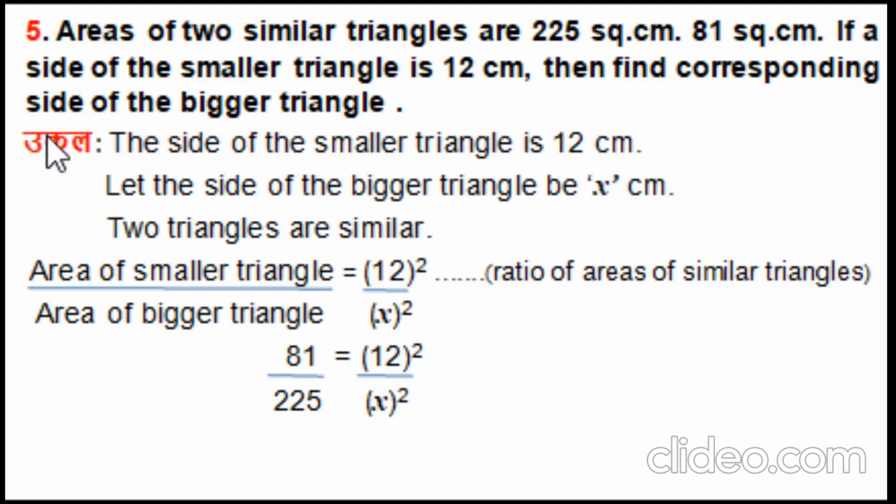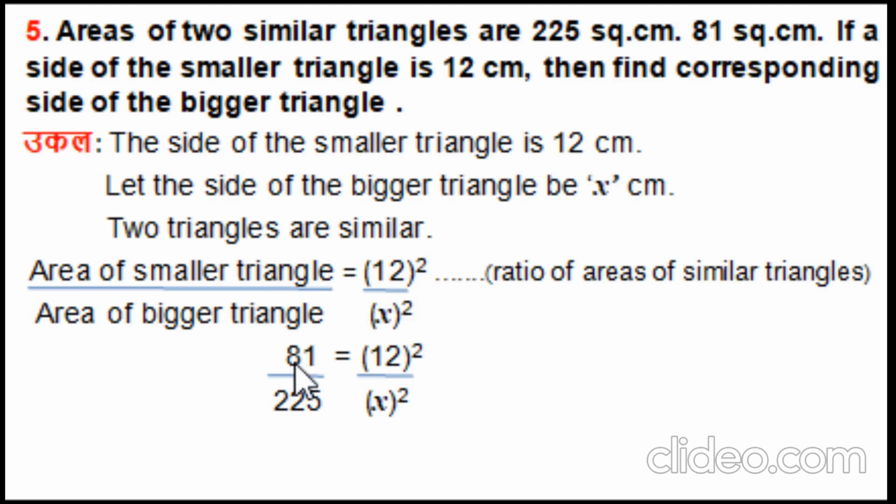Here it should be solution, not equal, it is in Marathi. Okay, the side of the smaller triangle is 12 centimeter. Let the side of the bigger triangle be x centimeter. Two triangles are similar, therefore area of smaller triangle upon area of bigger triangle is equal to square of 12, that is the side of smaller triangle, upon x. X is the corresponding side of bigger triangle.